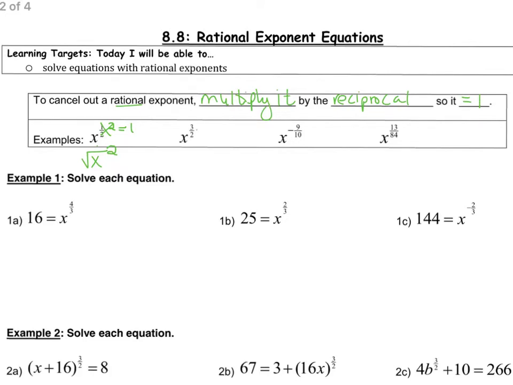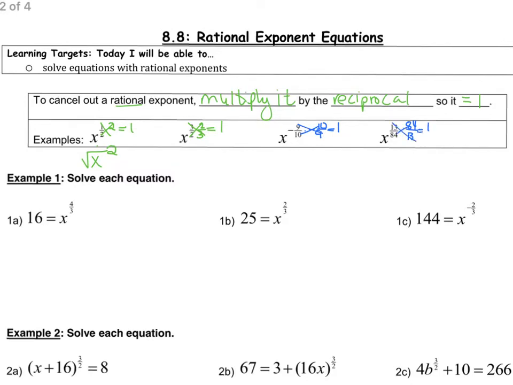So to cancel out this 3/2, we would multiply it by 2/3, and the 2's on top and bottom cancel, and the 3's on top and bottom cancel, and it equals positive 1. To cancel out this negative 9/10, we'll multiply it by negative 10/9. That way the two negatives multiply together and get positive 1. And last, to get rid of the 13/84, we would multiply by 84/13, and it would be canceled out.